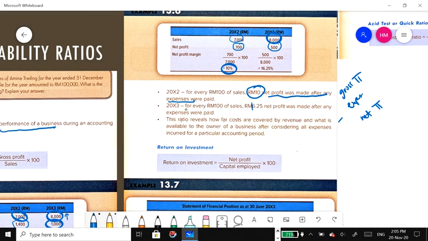This ratio reveals how far costs are covered by revenue and what is available to the owner of a business after considering all expenses incurred for a particular accounting period. So nak comparekan gross profit dan net profit ni, net profit lebih accurate lah, sebab dia memang dah tolak dengan you punya expenses. So sebanyak tu lah you akan dapat you punya net profit.